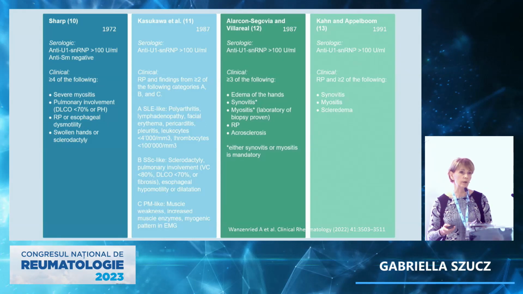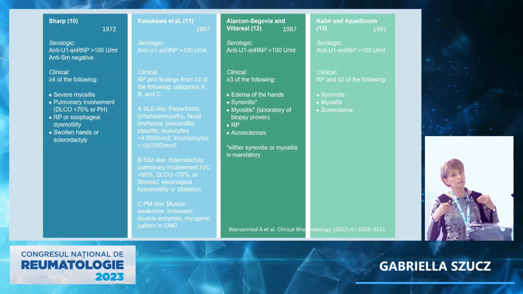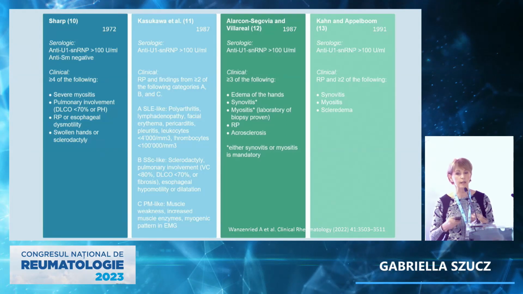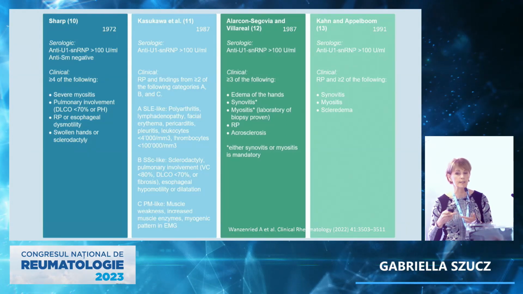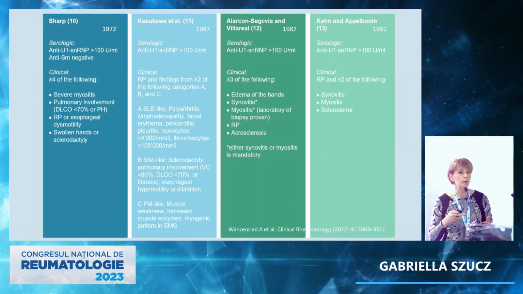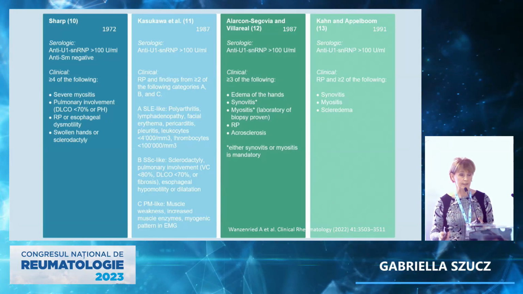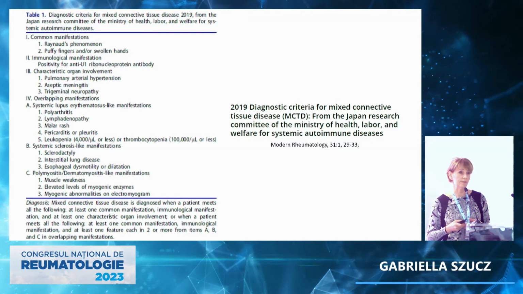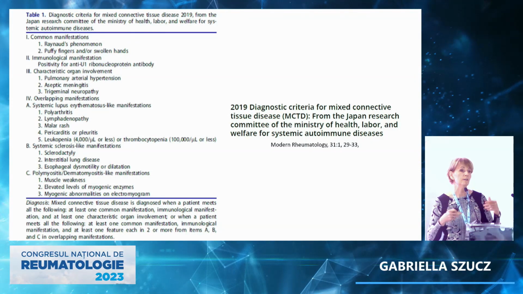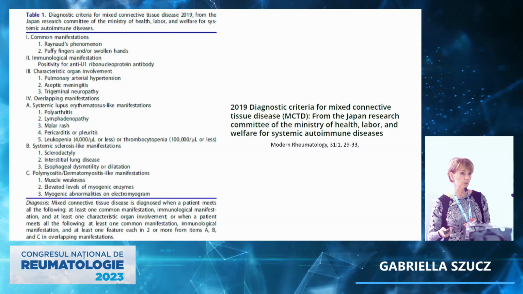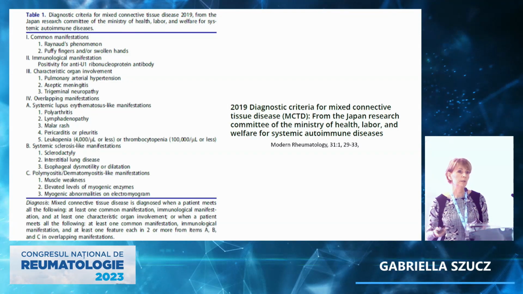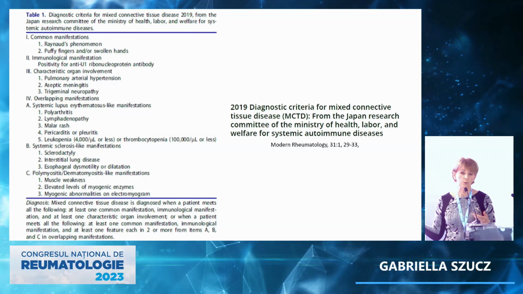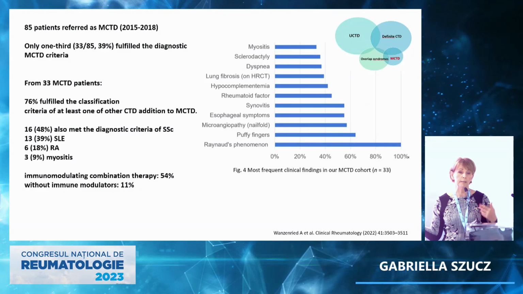There are 4 classification or diagnostic criteria for mixed connective tissue disease from recent decades, and they use similar organ involvement and clinical symptoms such as Raynaud phenomenon, edema of the hands, myositis, polyarthritis, and so on. And in Japan, there is a new classification criteria from 2019 with similar clinical symptoms of the disease. All of them can be used.